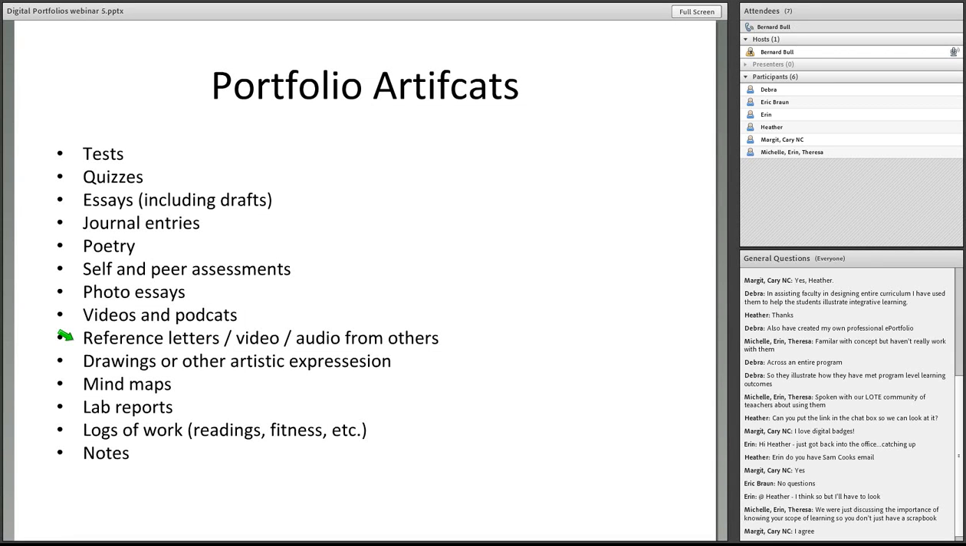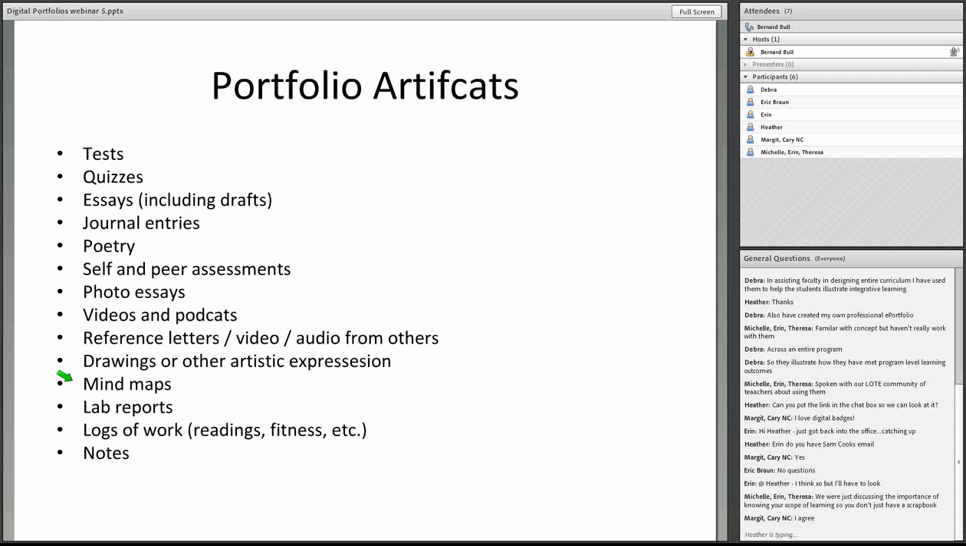Drawings or other artistic expression could be included. The use of mind maps and notes and logs of work and lab reports. These sort of rough draft artifacts can also be used oftentimes. They're very powerful ways of showing progress. So a learner might include some of these elements as demonstrating an early stage of learning and then a more refined artifact later on. And that can make for a powerful piece.